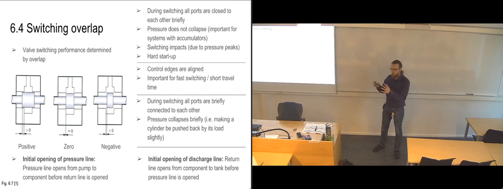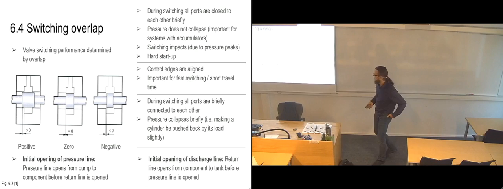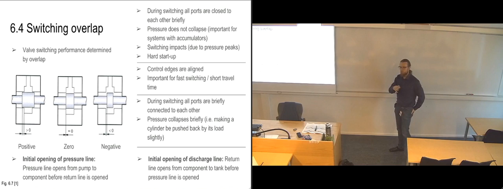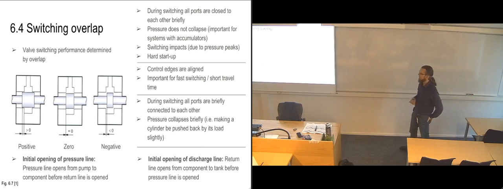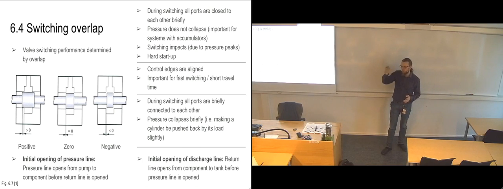And the same goes for the opposite way around. You can design it so that it's going to open up flow back to the tank before it opens up flow from the pump. So that you make sure that you have free access back to your tank before you allow the pressure from the pump to enter your system. Which can be nice to have, for an example, if you have a motor connected to your system. So then you want to make sure that the motor is going to spin right off as soon as you open up the pressure line.